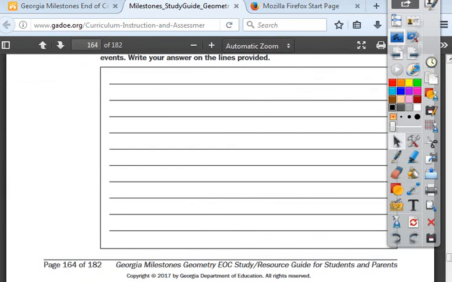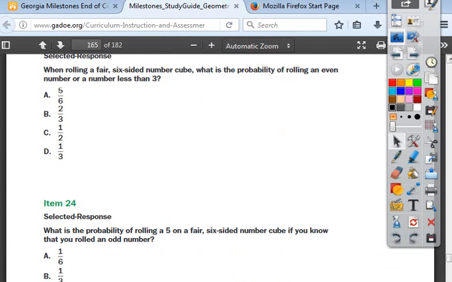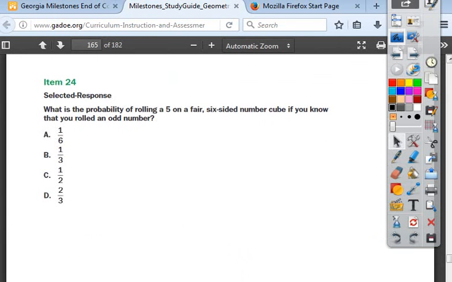I think that was a probability one. All right, here, remember it says even number or number less than 3. Can those happen at the same time? So that means I've got to do the first one plus the second one minus both of them happening at the same time. I think that's it.